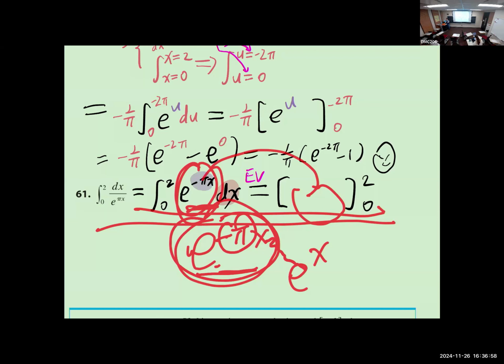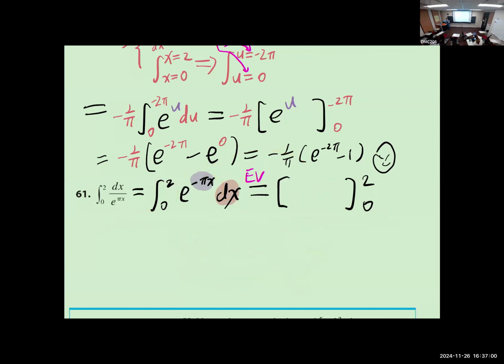Ln? Oh, you mean ln both sides? Yeah, that's a good approach. Let's see if that works or not. I don't think that would work because that's inside the integral. Like ln cannot pass through the integral sign, right? So instead, let's do it this way.